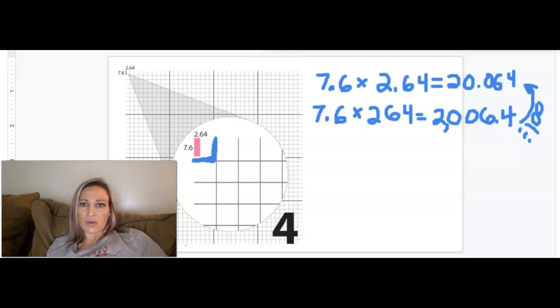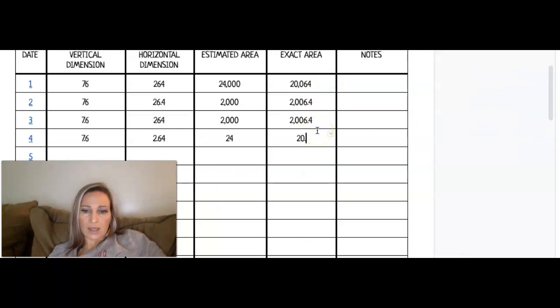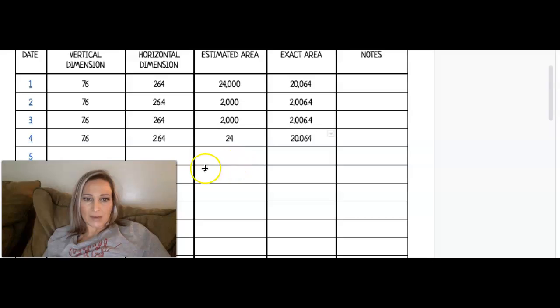So now let's go ahead and fill that part in. So 20 and 64 thousandths. So here we go, 20 and 64 thousandths, and that would be the exact area of that pink rectangle. And that is it for today.